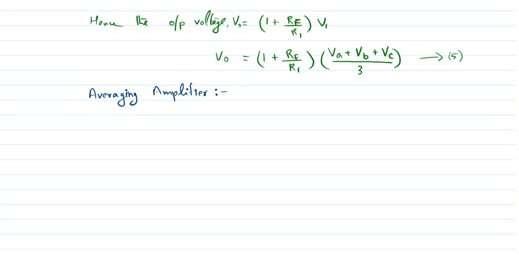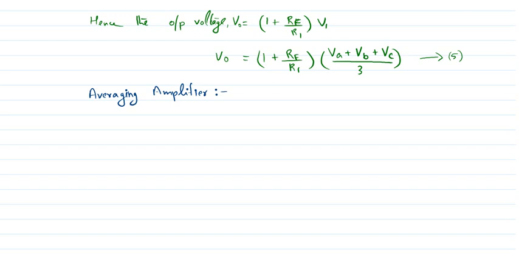The equation 5 shows that the output voltage is equal to the average of all the input voltages times the gain of the circuit, 1 plus Rf by R1, hence the name averaging amplifier. So equation 5 itself is the equation for the averaging amplifier: the output voltage is equal to the average of all input voltages times the gain of the circuit, 1 plus Rf by R1, hence the name averaging amplifier.